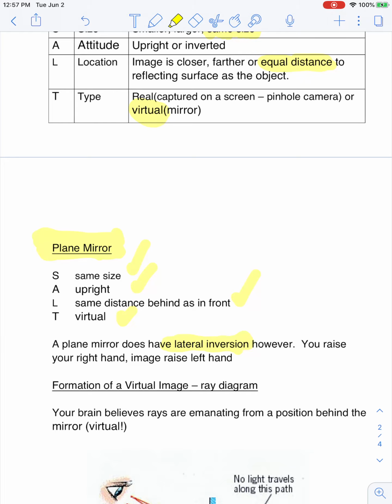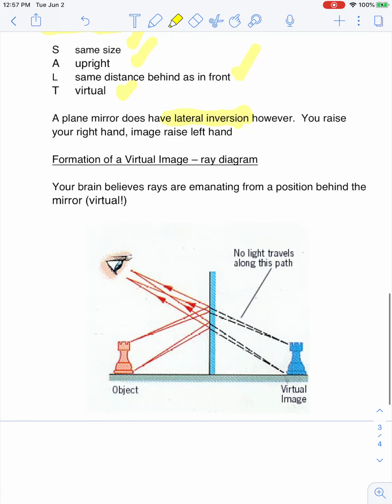Formation of a virtual image. So we're going to look at a ray diagram here. When you look at an image, your brain believes the rays are actually coming from behind the mirror. Okay, that's how your brain actually perceives that there are actual rays coming from behind the mirror, when in fact they aren't. That is impossible because there's no light coming through the mirror from behind it.